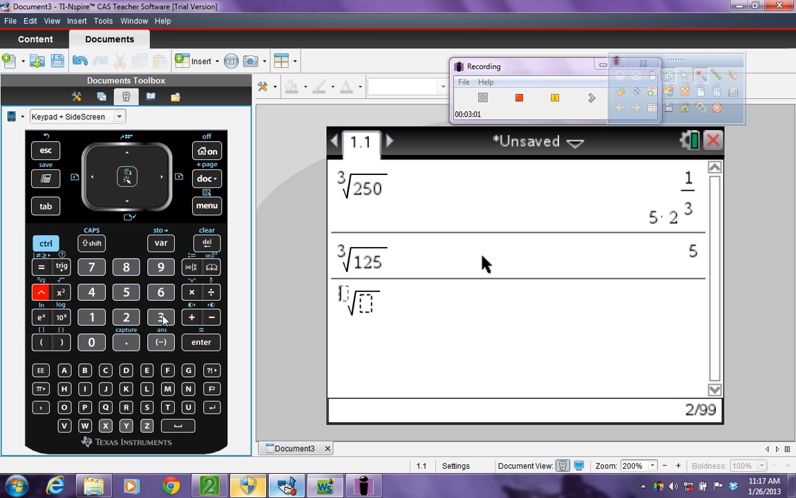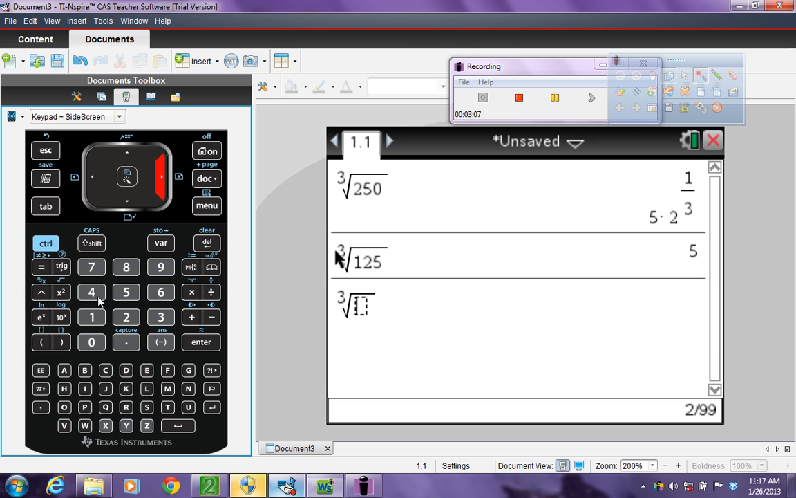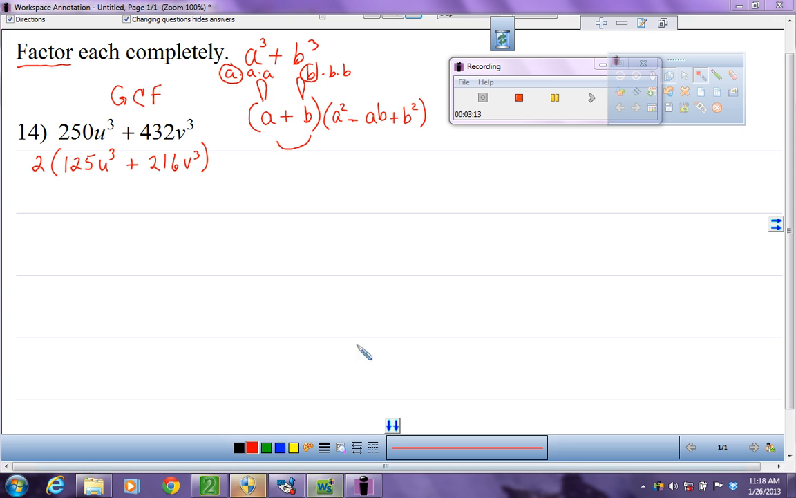Okay, now I got to check the other one. Third root of 216, and that gave me a 6. So they both worked. Come back to my problem. This one became 5u times 5u times 5u. I got my three identical parts that when I multiply them I get 125u cubed. This one was 6v times 6v times 6v.